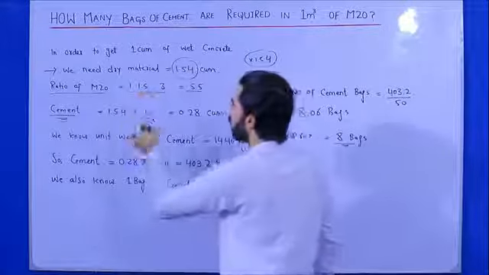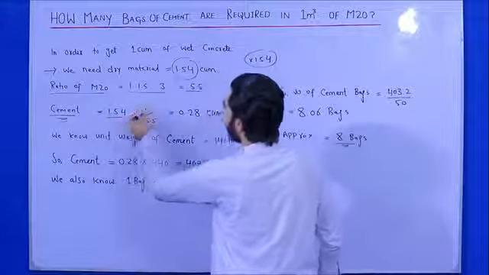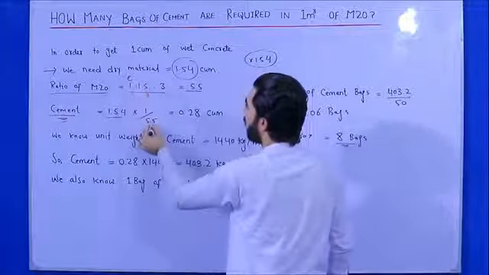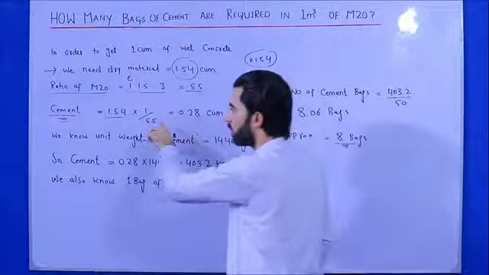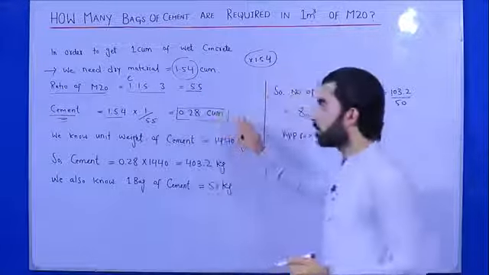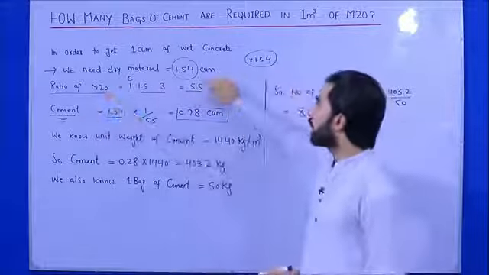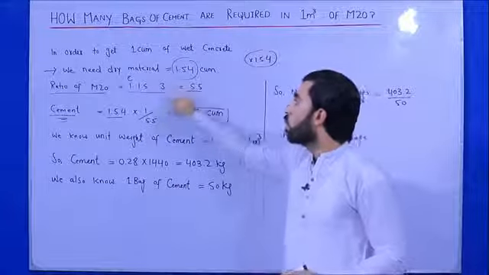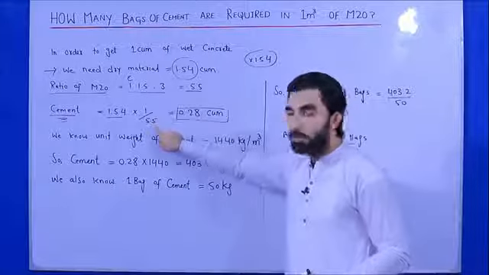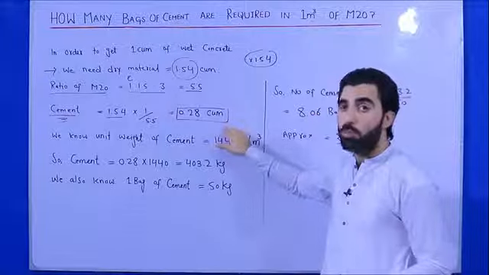As you know, the concrete volume is 1.54, multiply 1 part is cement and divide by sum of ratio, which is 5.5. So we require 0.28 cubic meter volume of cement. The volume of total concrete is 1.54, so total volume 1.54 multiply 1 part cement divide by sum of ratio 5.5, then we need 0.28 cubic meter volume of cement.